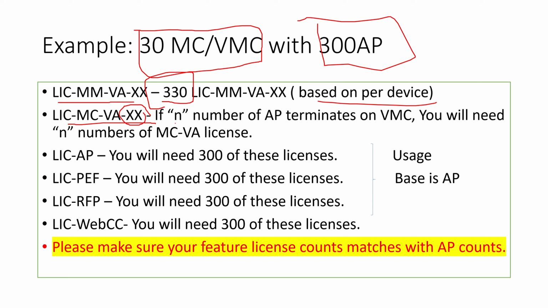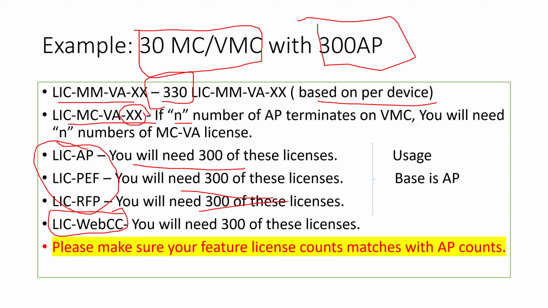So imagine you have 300 APs that will be terminating on your virtual mobility controllers, right? So you would need 300 of the MC-VA license for it to support that. Of course, you would need 300 AP licenses, 300 PEF, and 300 RF licenses. Now, these licenses are perpetual. I mean, you just buy it, they don't expire, one time, right? But WebCC is a subscription-based licensing model, and you can buy like 1, 2, 3, 5, 7, and 10-year licenses for WebCC.